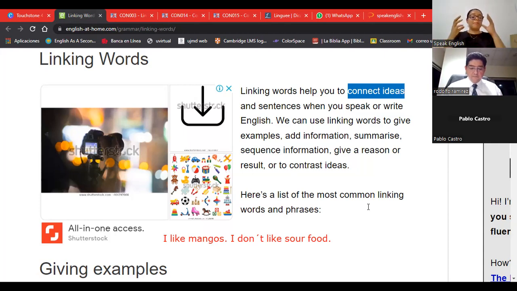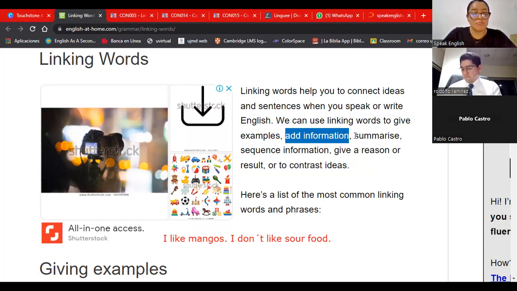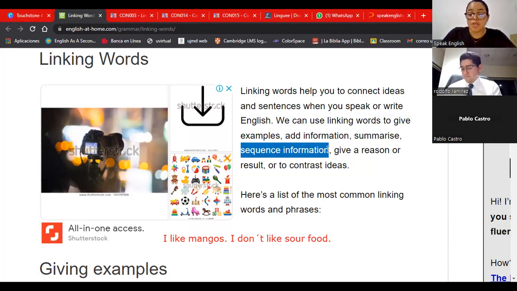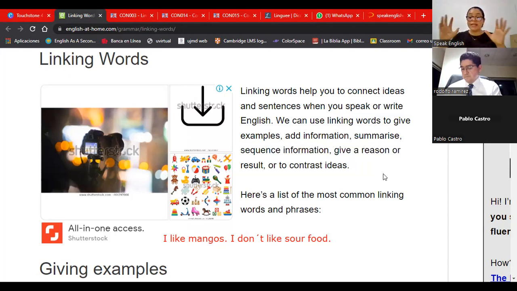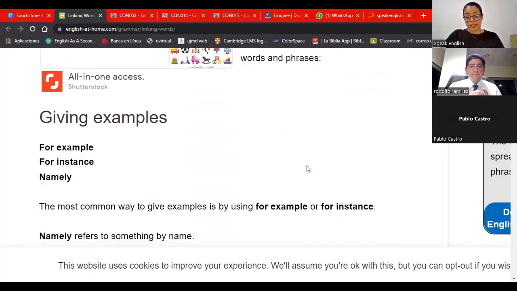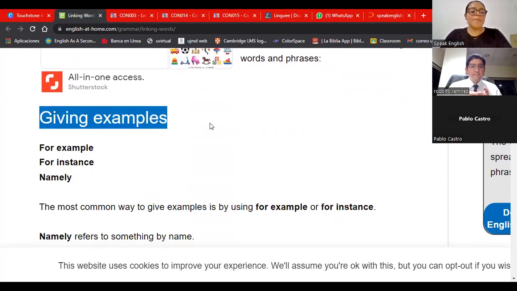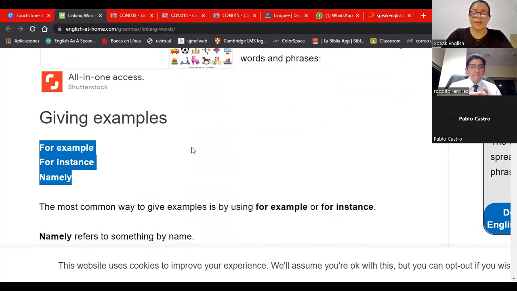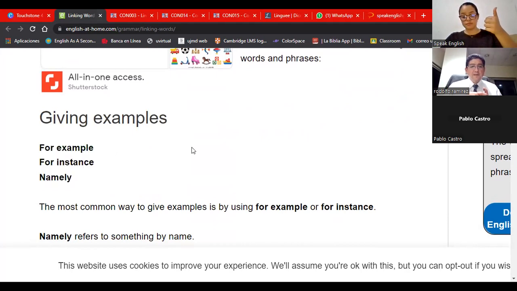Yes. So depending on the ideas, the content of the ideas, you are going to give an example, add information, summarize, sequence information, give a reason or result. So it depends on what? The context of the ideas. Yeah. It depends on that. All right, so let's learn which are the words or phrases that we can use. To give examples, what are the three words that we have over here? Example, instance, and namely.